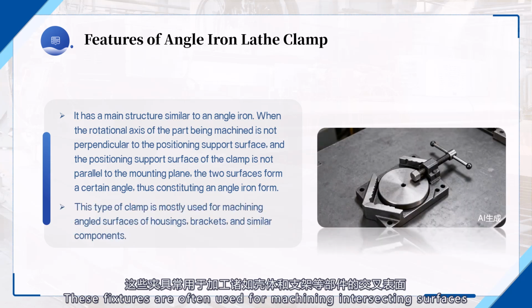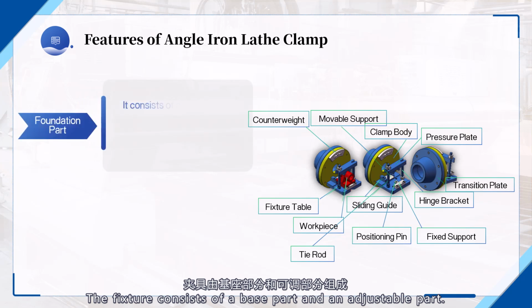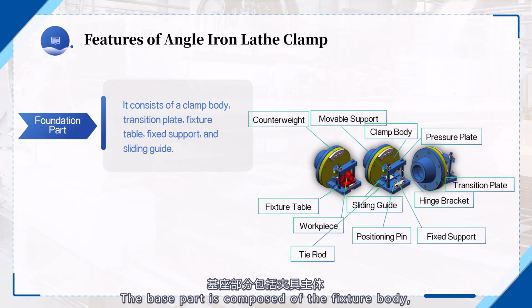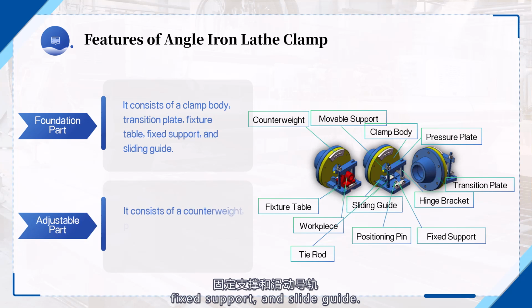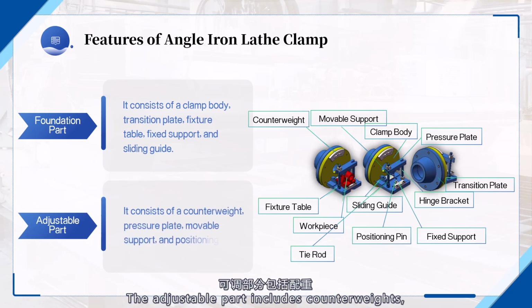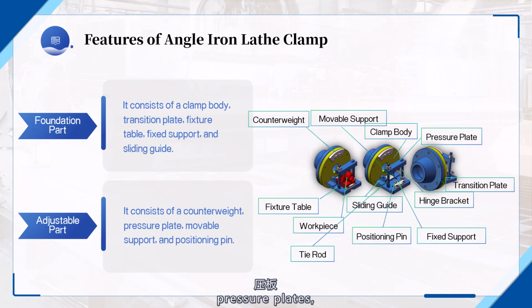These fixtures are often used for machining intersecting surfaces of components such as housings and brackets. The fixture consists of a base part and an adjustable part. The base part is composed of the fixture body, transition plate, fixture table, fixed support, and slide guide. The adjustable part includes counterweights, pressure plates, movable supports, and the positioning pins.